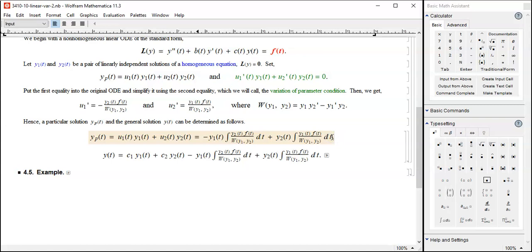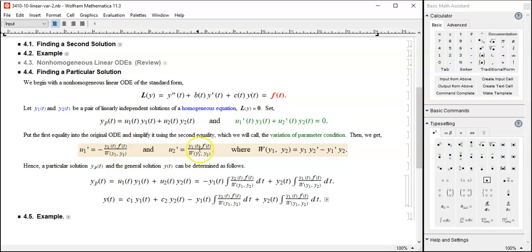But then again, this one comes from here. u1 prime is this, u2 prime is that. So if you take the antiderivatives, you're going to get this integral and that integral. So if you prove this, then you're through. So that's where we're up to. Okay, ready? Let's prove it.